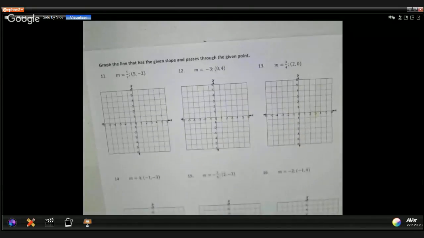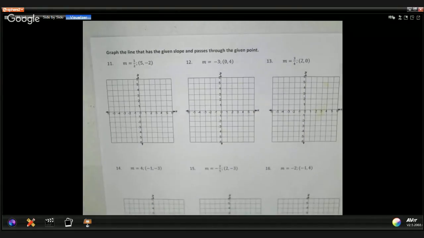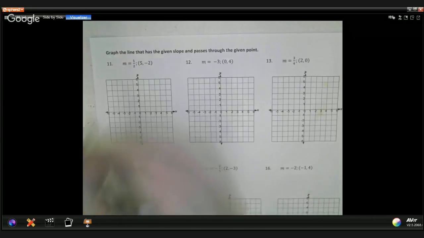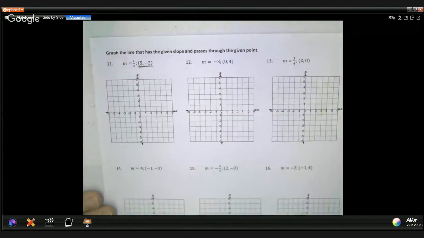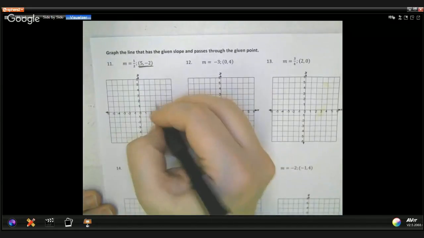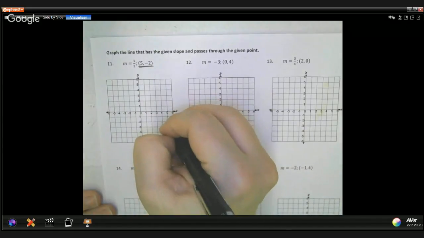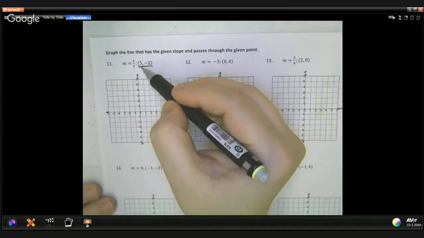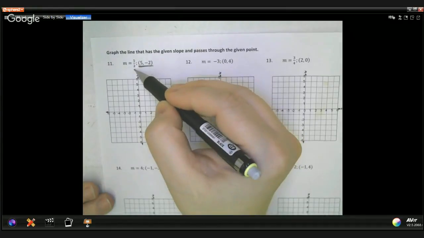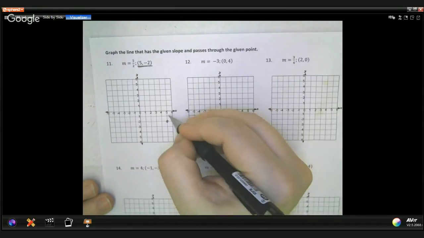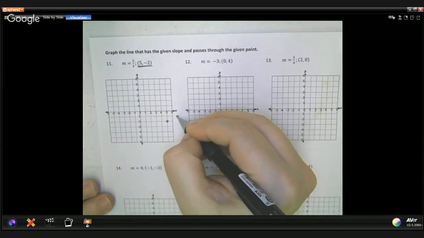All right, the next type of problem we have is where we're going to be graphing the slope. Now, when you graph a slope, you have to know where to start. You can't just start off by graphing, counting rise over run, because we don't have a starting point. This is my starting point. So it's telling me to start at 5, negative 2, and it's telling me to rise 1 and run 2. So I'm going to go up 1 and over 2. I'm kind of off the graph, but that's okay.